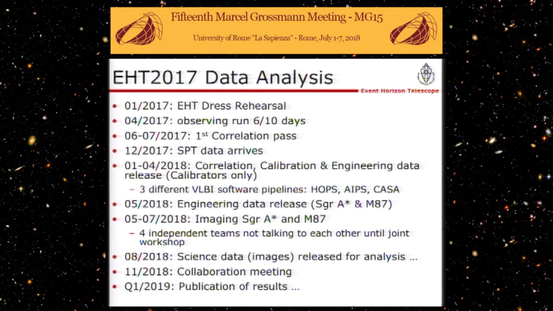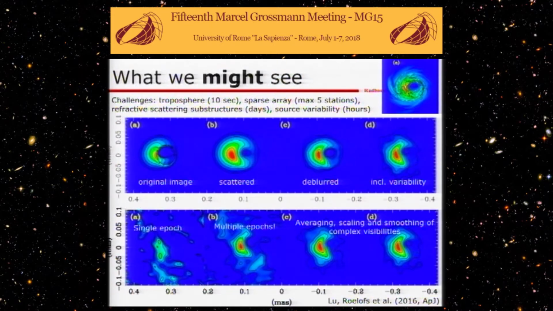Beginning of last month, the first data was released to the imaging teams. So there are now 4 independent teams imaging Sagittarius A star and M87, and they don't talk to each other. So in July, we'll compare the images that we have with each other, and then we hope to come to a consensus result. And then later this year, we release this to the science data groups, and then hopefully the publication will come out in early 2019.